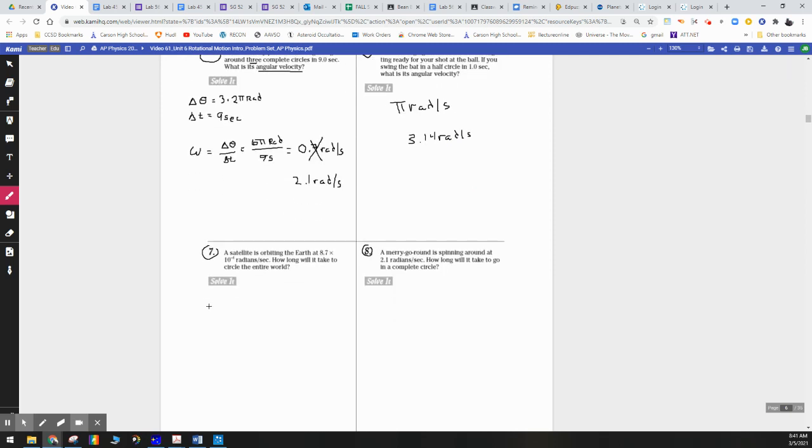Number 7, take a look at number 7 here. A satellite is orbiting the Earth at 8.7 times 10 to the negative 4 radians per second. How long will it take to circle the entire world? We'll let you work on that one.